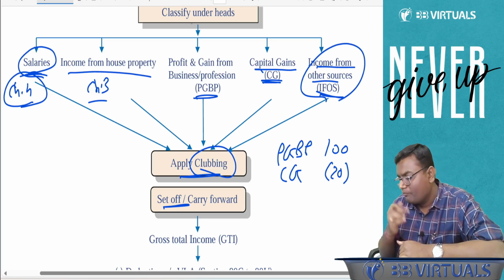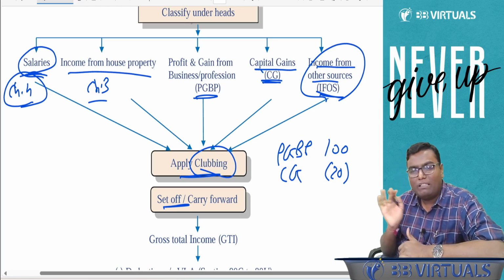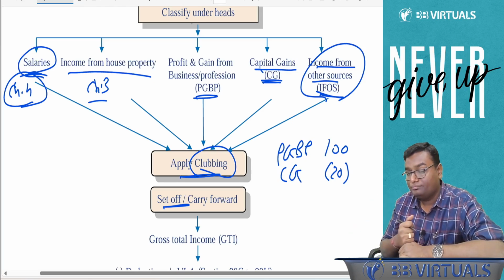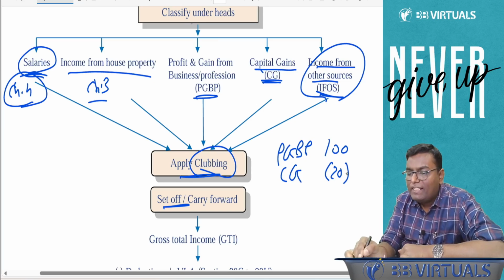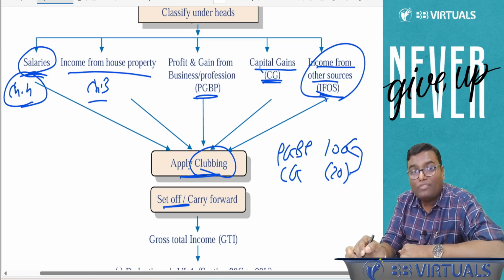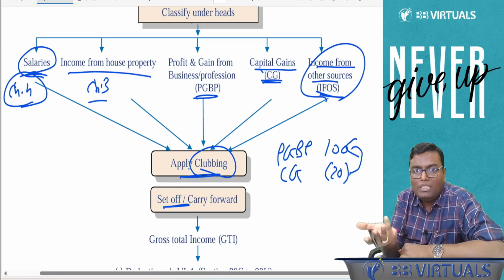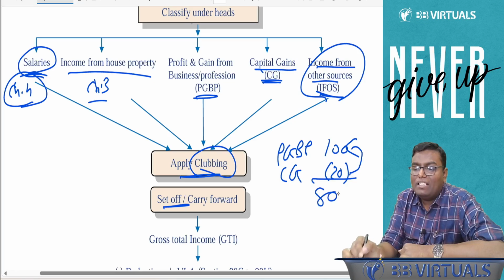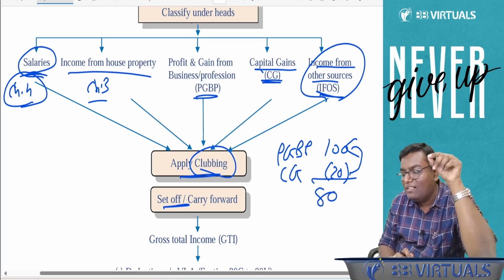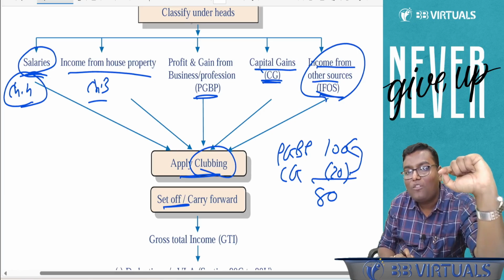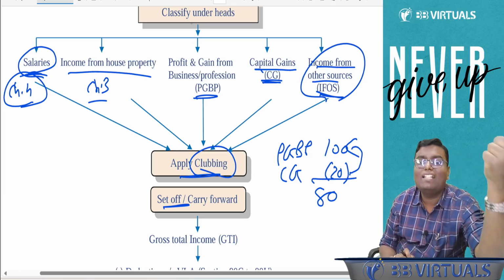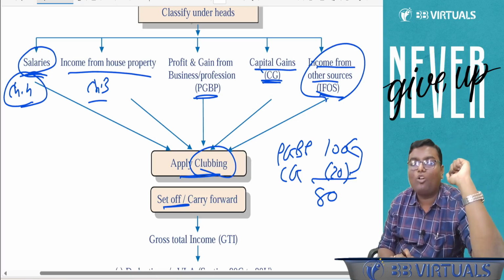Tell me what I will do. I will ignore the 20 rupees loss and I will pay the tax on 100 rupees? No. Then what will I do? Can I say I will deduct this 20 rupees loss from this 100 rupees of income, because both the incomes belong to me. So ultimately what is my net income? 80 rupees, right? What I did, I set off my loss against my other head of income. This is called set off.